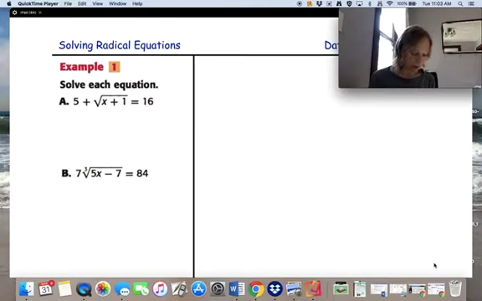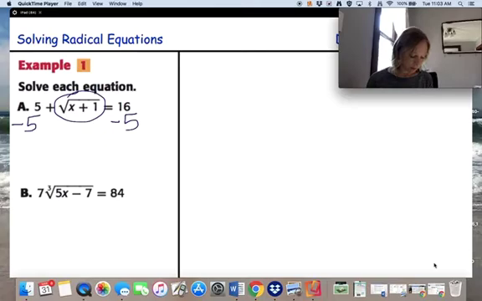All right, let me get a new color here. All right, our first step is to isolate the radical. So the thing I see over there with it is that positive 5, and so to undo that, I am going to subtract 5 from both sides. So that will leave me with the square root of x plus 1, and that'll equal 11.